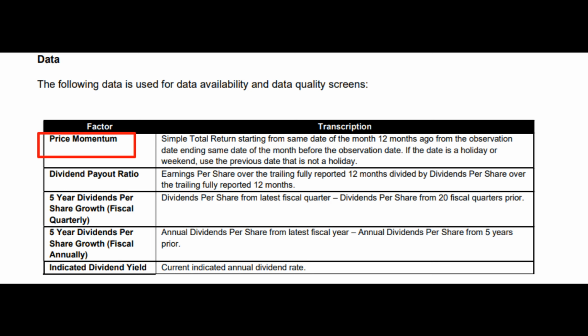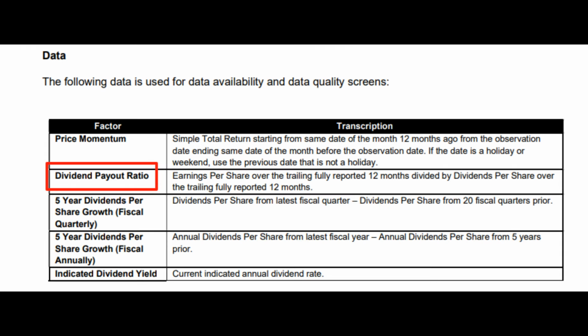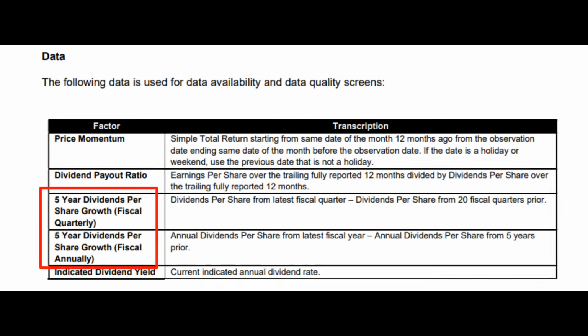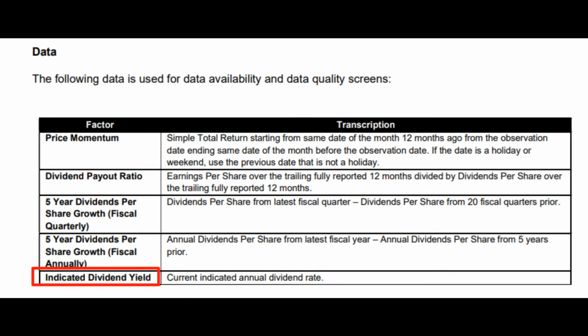But there's more. The following metrics are also included in the calculation of each score a company gets. First, price momentum, which gives the company a higher score if it has more momentum in the returns in the past year. Second, dividend payout ratio, which is the percentage of the profit the company pays as a dividend. It shows the sustainability of the dividend. Then it calculates a score for the dividend growth in the past 5 years. And lastly, for the dividend yield, which is a percentage the dividend is of the stock price.